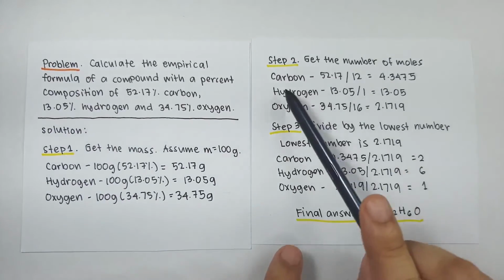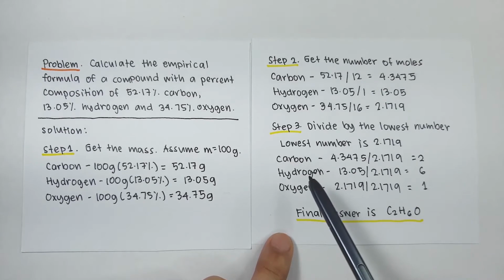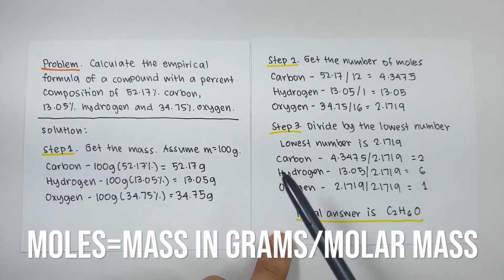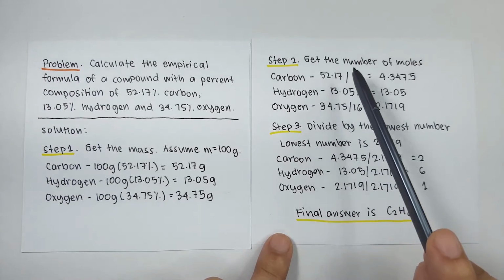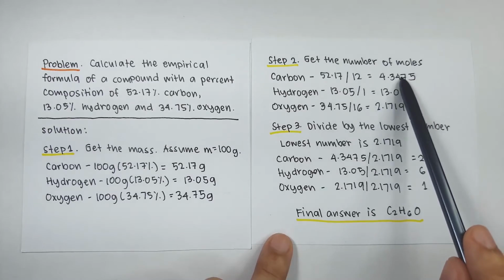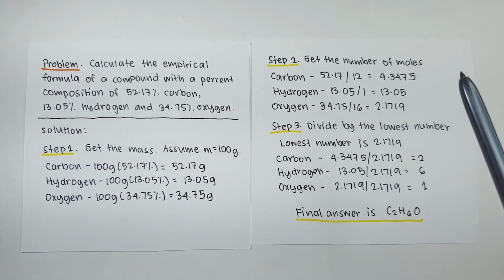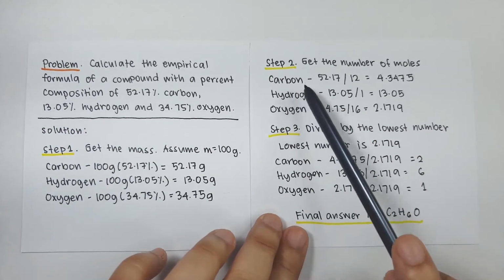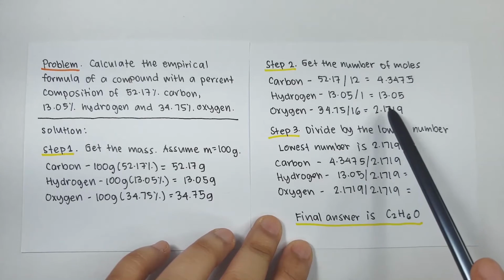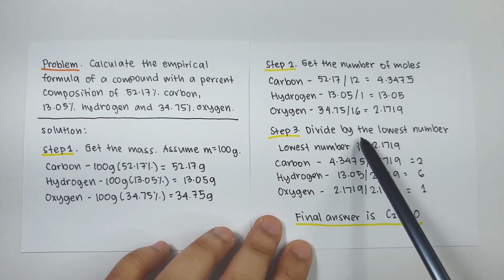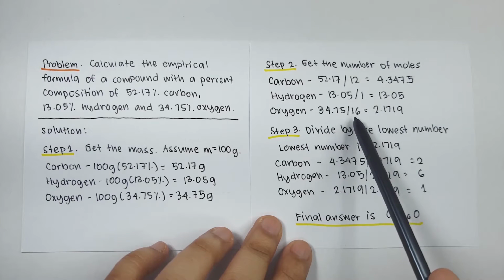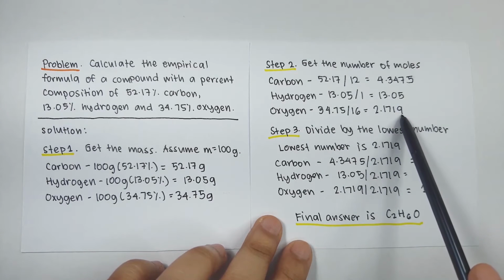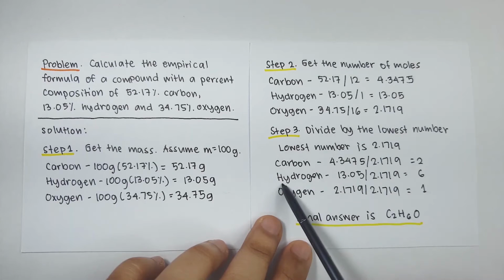Step number 2 is to get the number of moles. Take note, class, that the number of moles is equal to mass in grams divided by molar mass. So, for carbon, 52.17 divided by 12, that is equal to 4.3475. Hydrogen, 13.05 divided by 1, that is equal to 13.05. Oxygen, 34.75 divided by 16, that is equal to 2.1719.